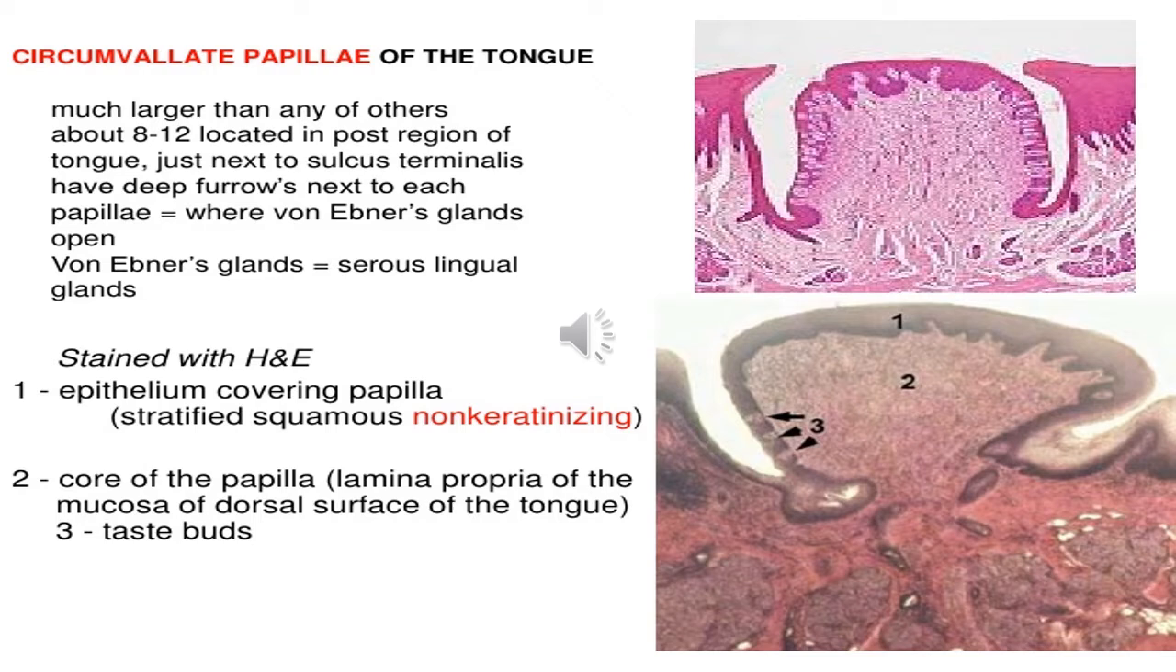When you see the circumvallate papilla, the epithelium covering the papilla is stratified squamous non-keratinized, and it has the core of the papilla, that is the lamina propria of the mucosa of the dorsal surface of the tongue, and it also bears a large number of taste buds. The duct of the glands opens into the base of the groove which is surrounding the circumvallate papilla.